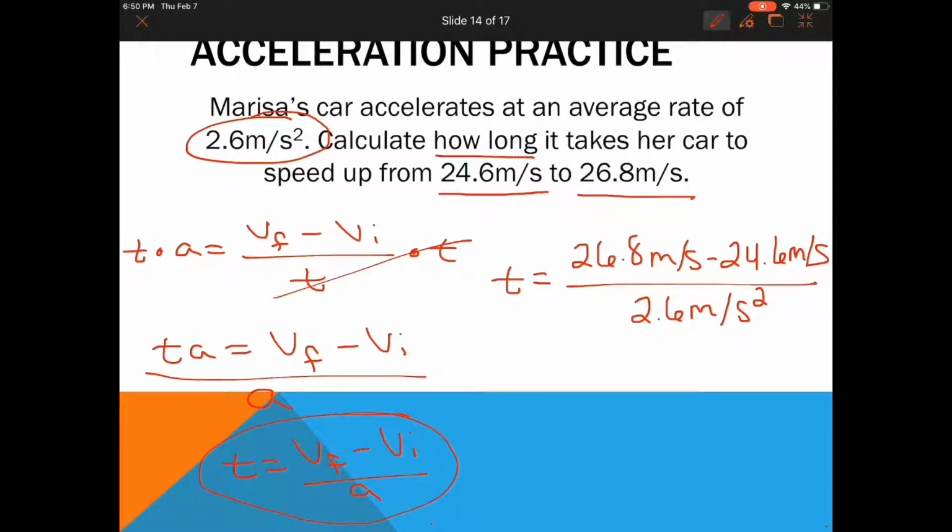All right, let's just plug and chug now. Take 26.8 minus 24.6, and now divide that by 2.6. And you should get a time of 0.85 seconds. All right, so not only are we going to have to use the acceleration equation like normal, we are going to have to rearrange it for the different variables, just like we did with our speed equation.